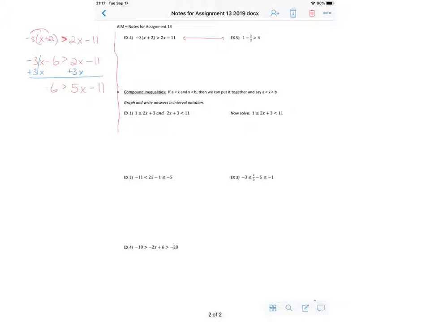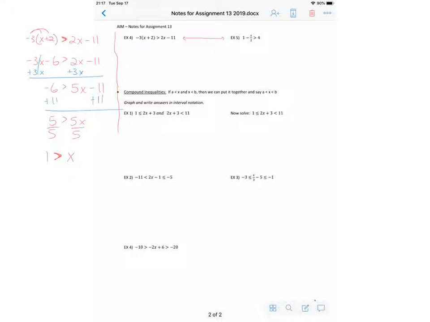And then you just solve it as if this were an equal sign. We keep going. We just treat it like an equal sign. We keep writing greater than, but we treat it like an equal sign. So add 11, add 11. That gives me what? 5 is greater than 5x. Divide by 5, divide by 5. 1 is greater than x.